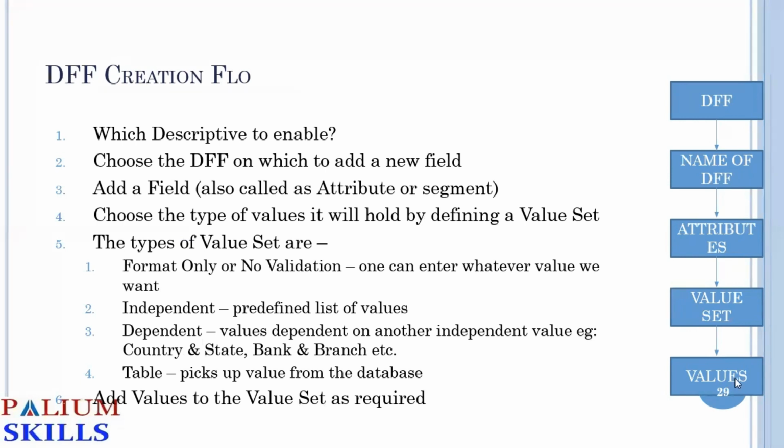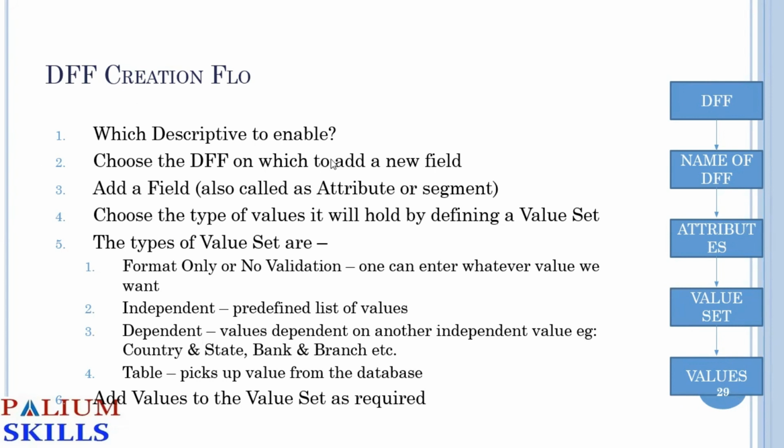So the key flex field flow is also similar. DFF, name of the DFF, search for the attributes, add attributes as per your need, 3, 4, 5, 1, 2, as many as you need, and as and when you need. Okay, and value set, and then the values.